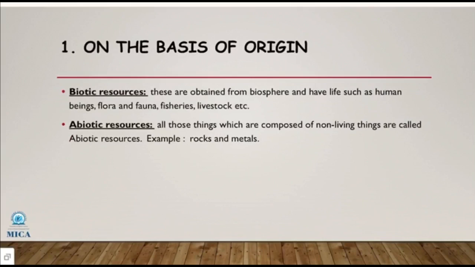On the basis of origin, we have biotic and abiotic resources. Biotic resources are obtained from the biosphere and have life, such as human beings, flora and fauna, fishery, livestock, etc. Abiotic resources are all those things which are composed of non-living things. Example, rocks and metals.